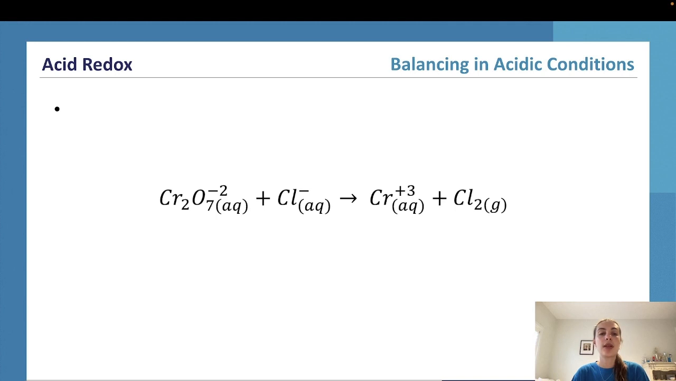So we're going to do an example here. We can see we've got dichromate ions plus chloride ions makes chromium 3 plus chlorine gas.